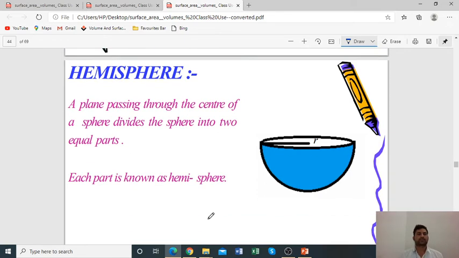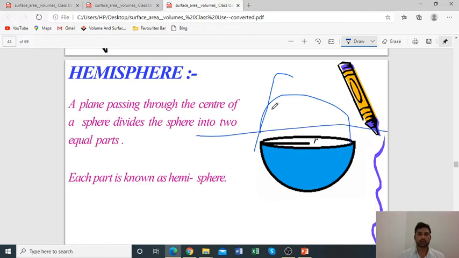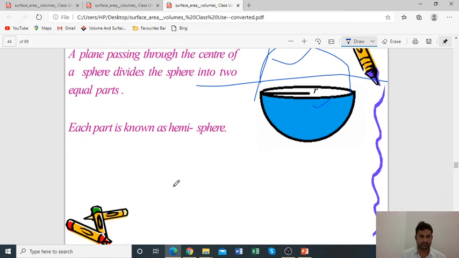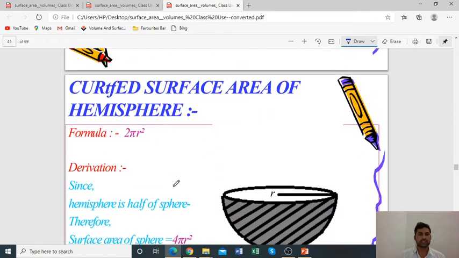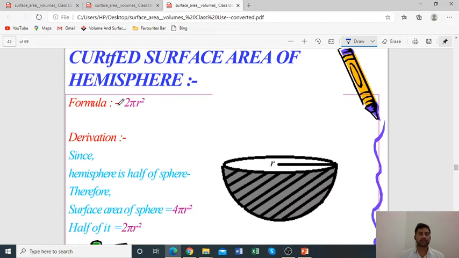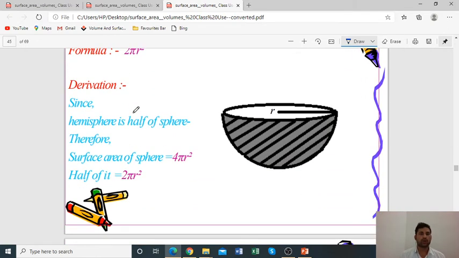Next, the hemisphere. A plane passing through the center of a sphere divides the sphere into two equal parts. Each part is called a hemisphere. First, the curved surface area of a hemisphere is 2πr². Derivation: you already know the total surface area of a sphere is 4πr². So half of it is 2πr². So the curved surface area of a hemisphere is 2πr².